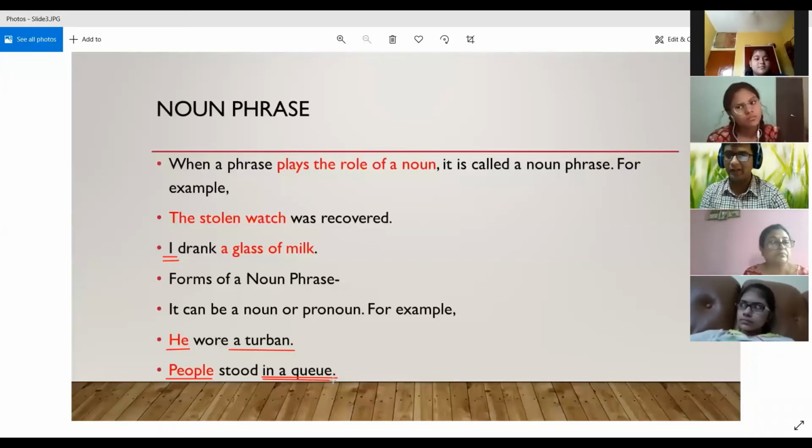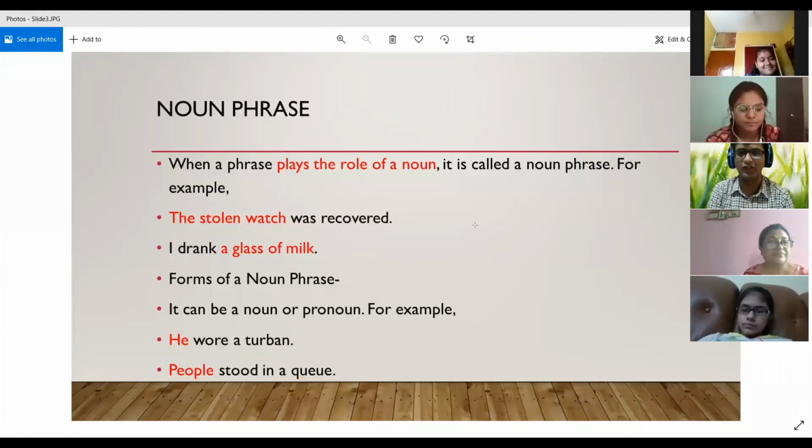I only highlighted people. That was the noun phrase. But you could easily recognize now, after studying, that in a queue is also a phrase. Right? Yes, sir. Good, that you recognize. It means that you have understood what I said.